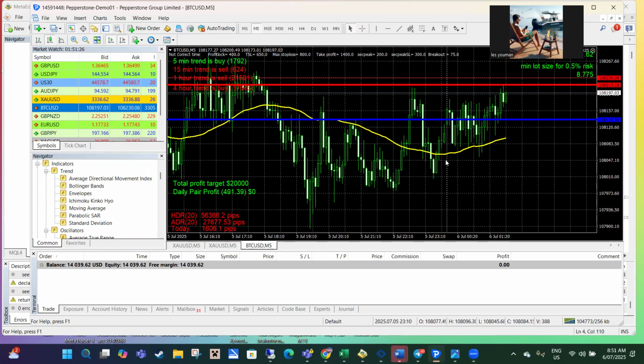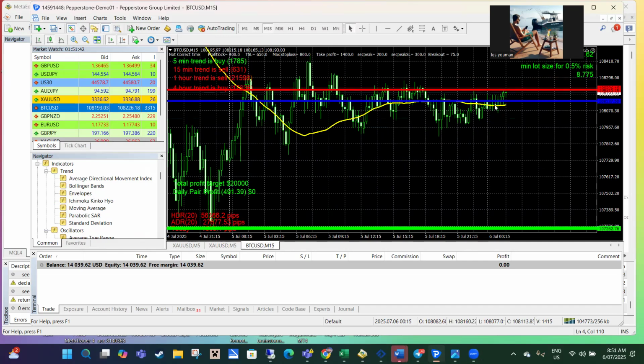So what that should mean is if we change to the 15-minute time frame, we'll see that the end of that moving average line is much flatter, not as steep. So I'll just do that. And as you can see, it's not as steep.